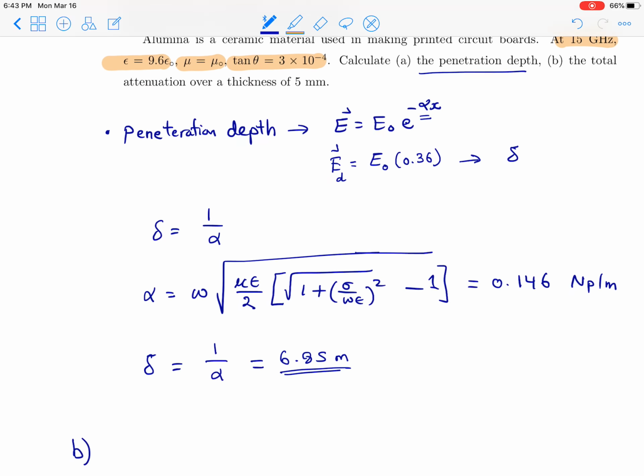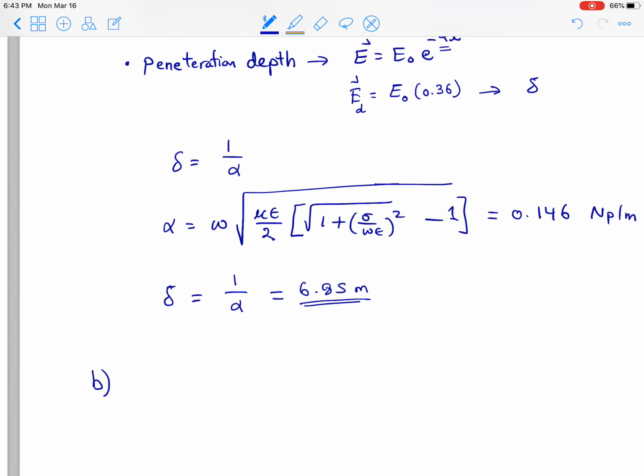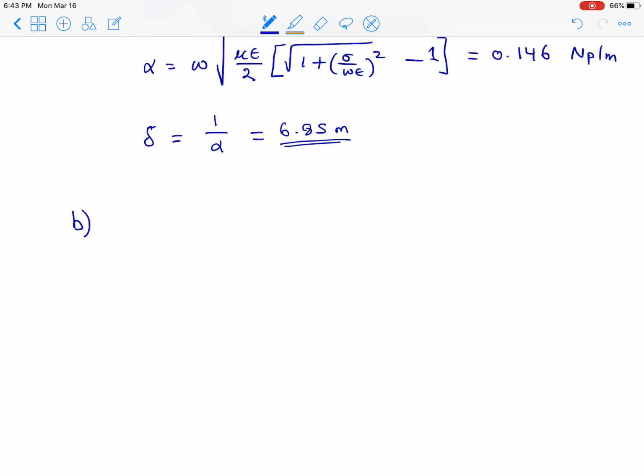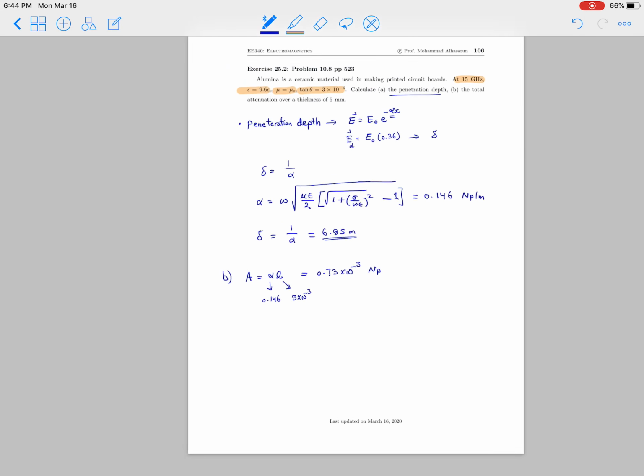The second part is we want to calculate the attenuation over a thickness of 5 millimeters. We know the attenuation constant, which we found here, and the distance is 5 millimeters. So the attenuation is 0.73 times 10 to the power -3 nepers.